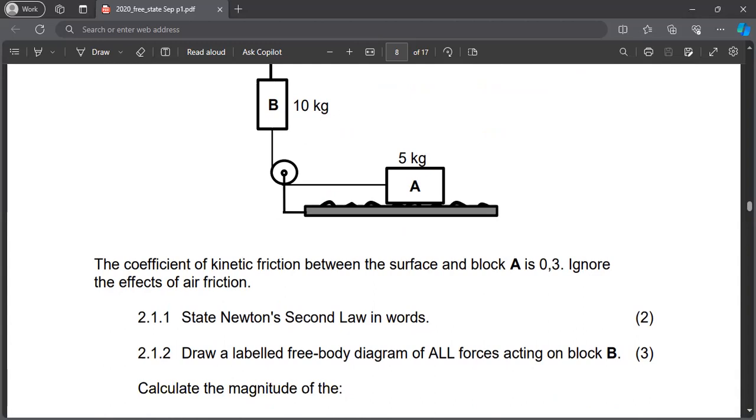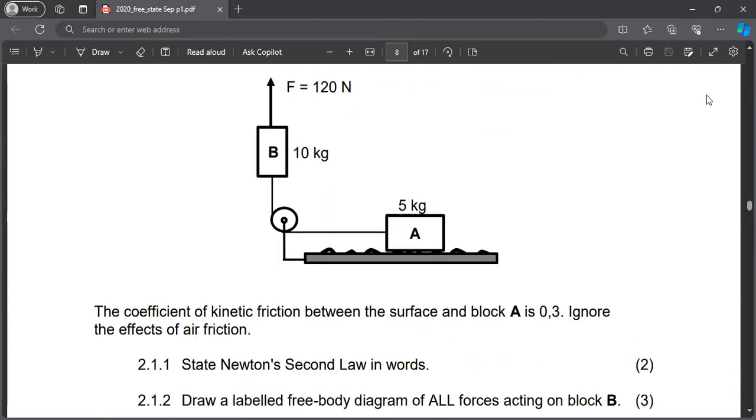Now, the next question says, draw a free body diagram showing all the forces acting on block B. So by now, you know that you have to draw the free body diagram for block A as well, but on your rough work section. Fine stuff. So we have to go to the whiteboard for that.